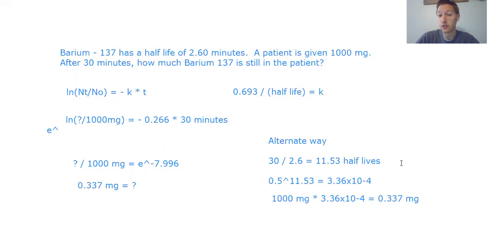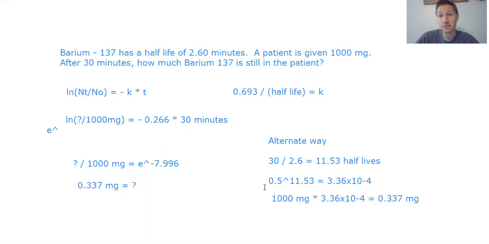Alternatively, another way you could do this is you could take the time that's elapsed, divide by the half-life. This will tell you how many half-lives have actually gone through. So if the half-life is 2.6 minutes and 30 minutes have elapsed, you can just take the time that's elapsed divided by the half-life to find out how many half-lives you've gone through.